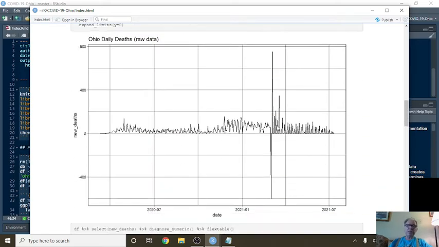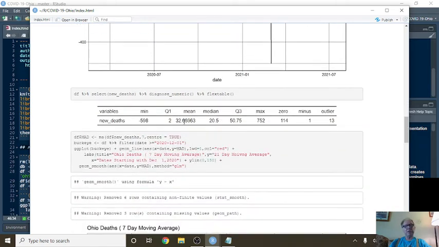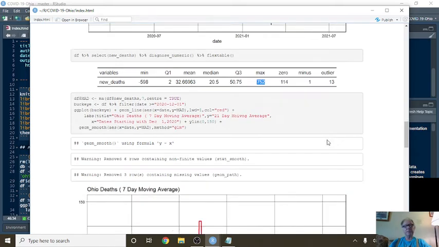So this is the daily deaths, the raw data. Notice we had a negative 400. Then we have these numbers over here. Somewhere in here are probably those 4,000 numbers from back over here. Some summary statistics: the maximum deaths reported is 752. The average is 32. The lowest is negative 598, plus first and third quartiles.